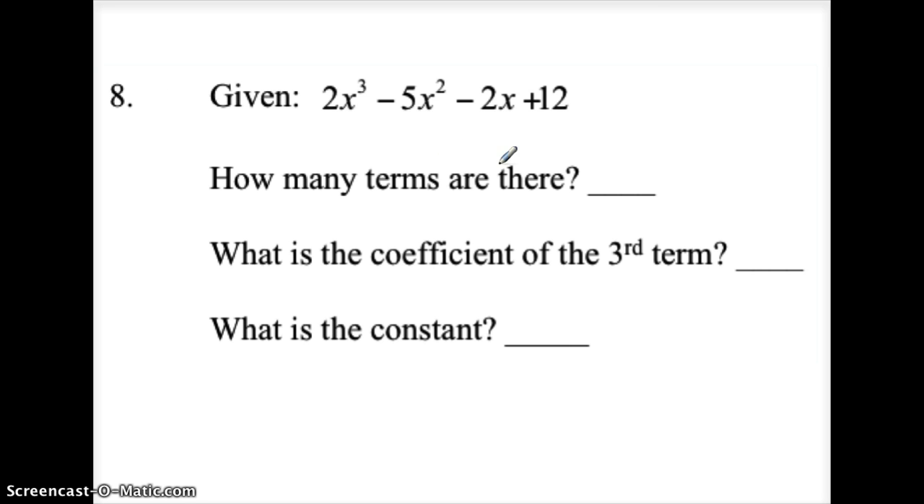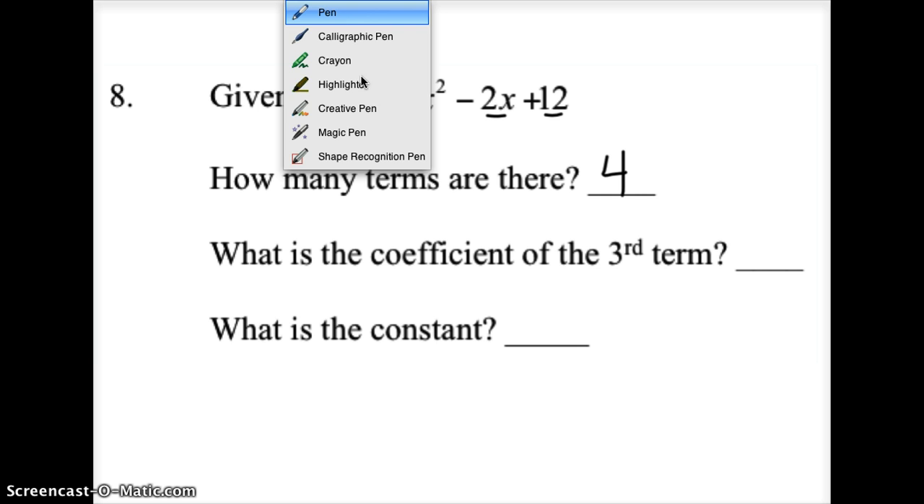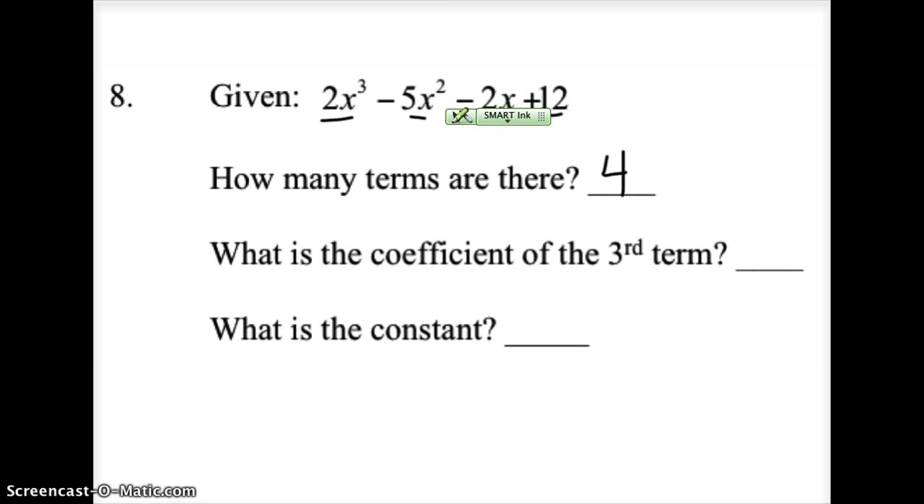All right, so how many terms does this expression have? Well, it has 1, 2, 3. It's got 4 of them. What is the coefficient of the third term? So remember, coefficient is the big number in front of the letter. So find the third term, 1, 2, 3, and what's its coefficient? Be careful. Because it's a minus sign in front, like I highlighted it, we think of that as a negative 2 for the coefficient.